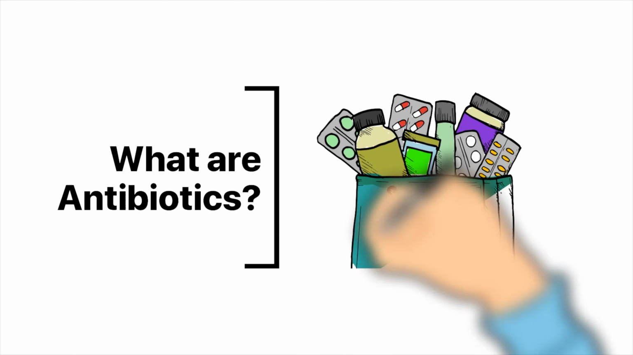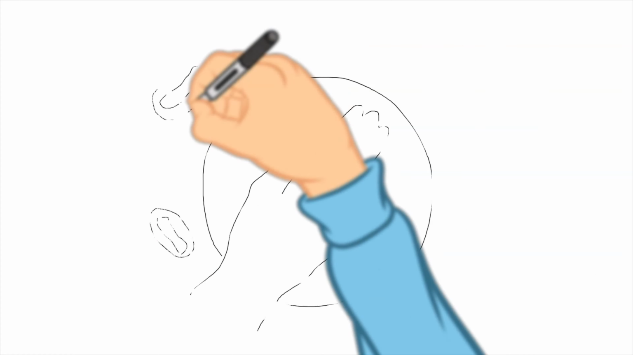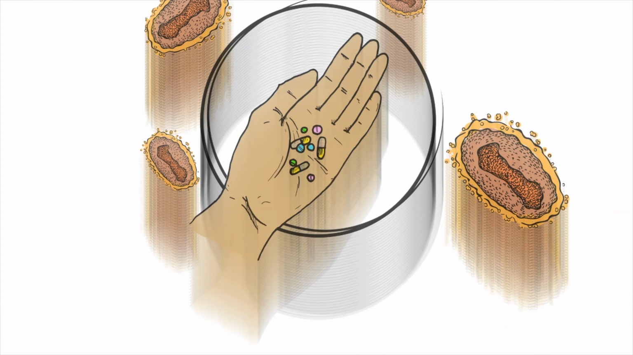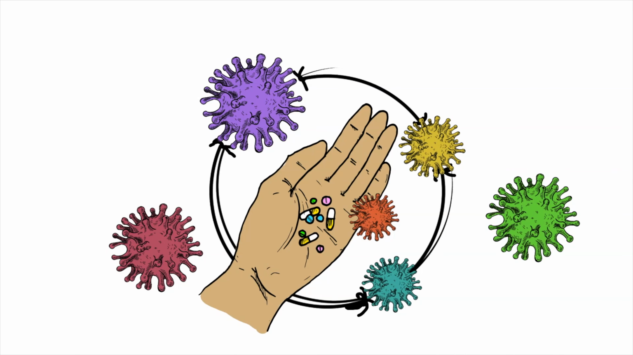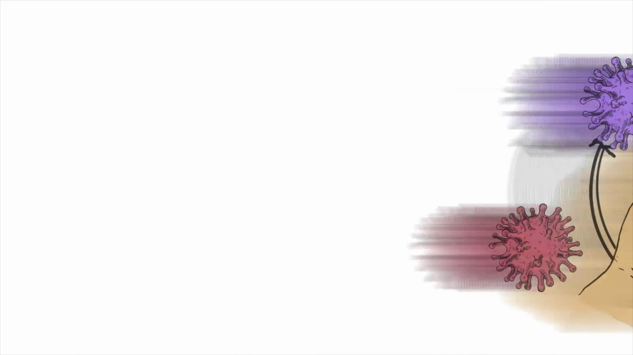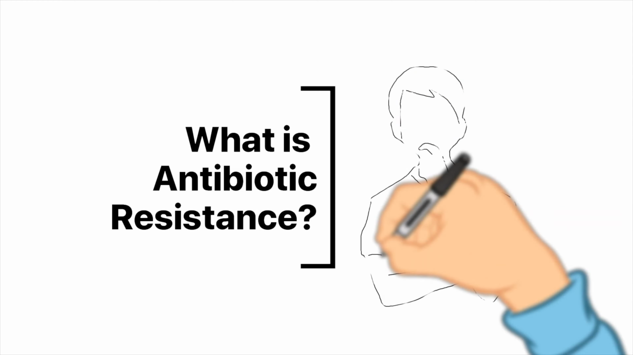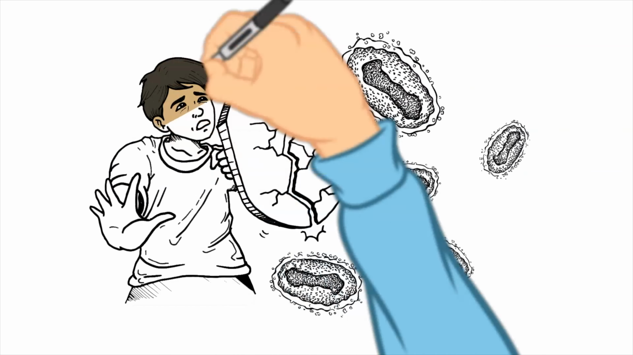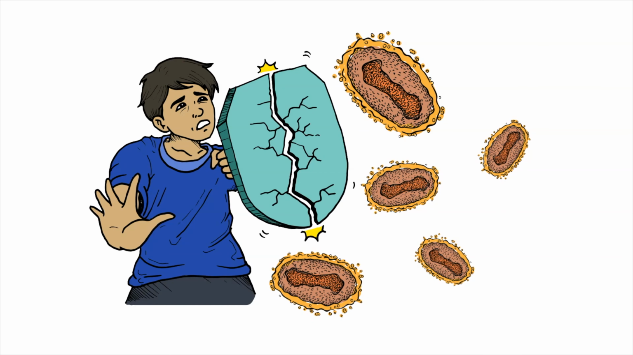What are antibiotics? Antibiotics are special medicines for preventing and treating infection caused by bacteria. Antibiotics are not effective against viruses. What is antibiotic resistance? Antibiotic resistance occurs when bacteria become resistant to antibiotics and no longer respond to the antibiotic designed to kill them. Hence, the antibiotics given are no longer effective.